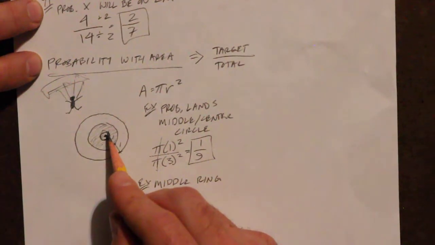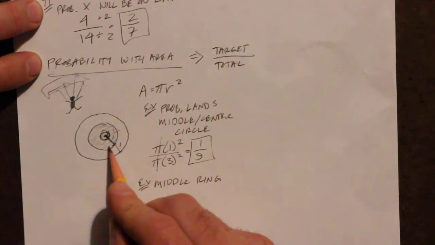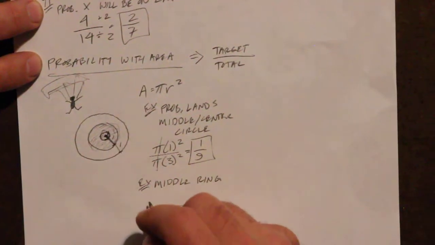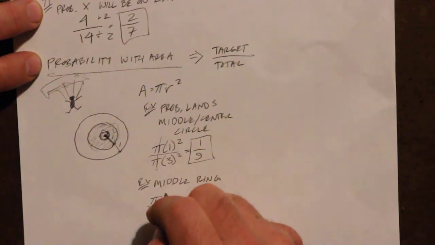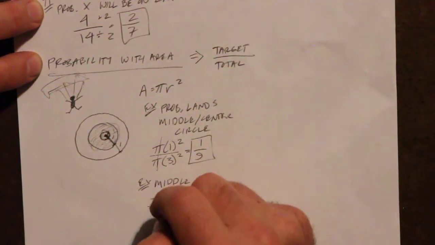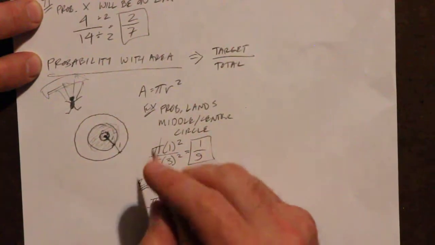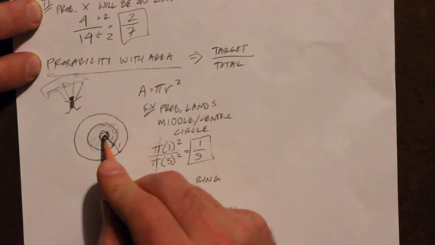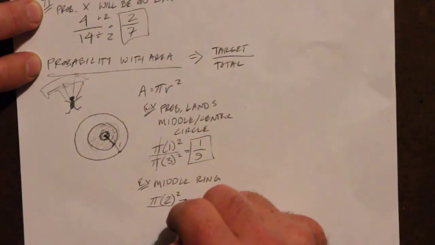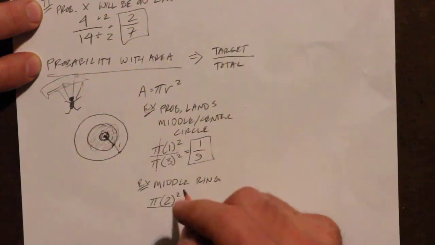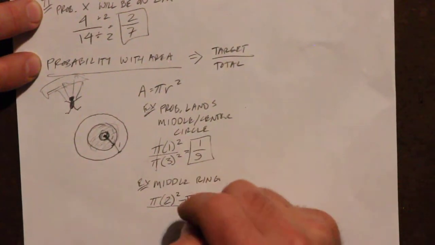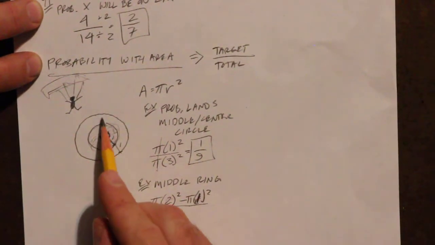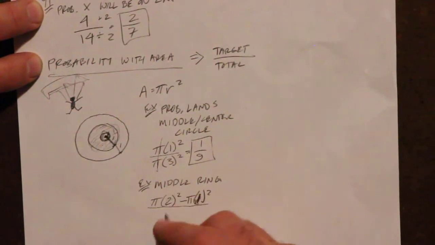So the radius of this medium-sized circle is 1, 2. Alright, so pi r squared is our area, and 2 is the radius, so pi times 2 squared. I need to subtract the hole of the circle, which is pi times 1 squared. And then the total, again, is the same as we had before, pi times 3 squared.